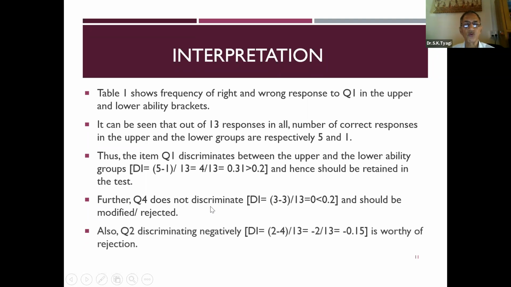Question number 2 is discriminating negatively, as the right responses in the upper group are fewer than the right responses in the lower group. Therefore, the discrimination index is negative, and you should most probably reject this item. So this is how we find the discrimination index in case of a test.